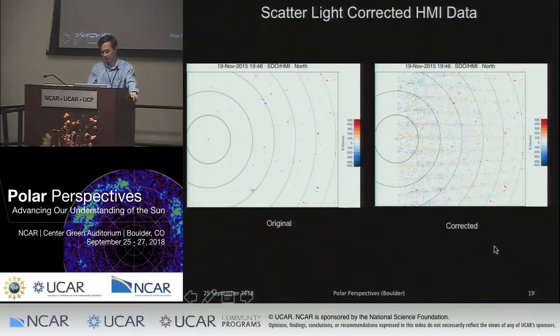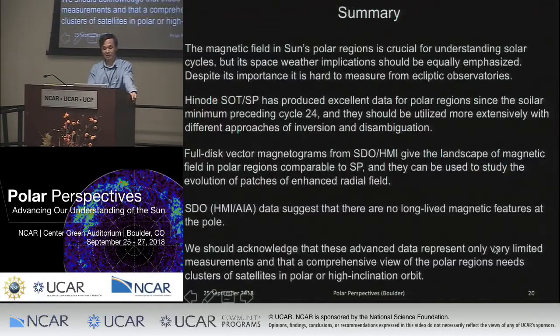Okay, so I'm going to conclusions. Magnetic field measurement of the polar regions is very crucial, but it's hard to measure. And Hinode SOT produced excellent data, but in order to make the best use of it, maybe we should be more careful about different inversion and disambiguation. And maybe HAO people can help us, I don't know.